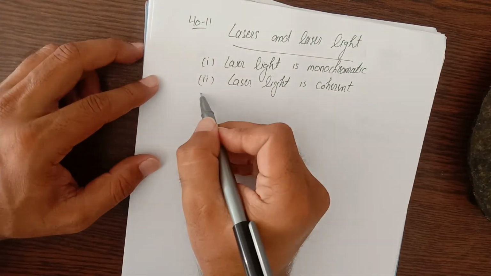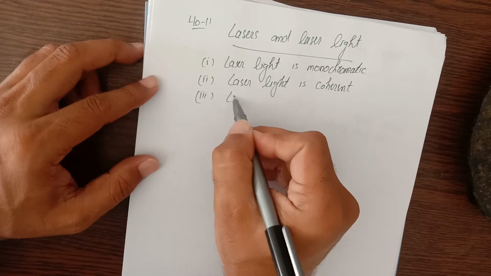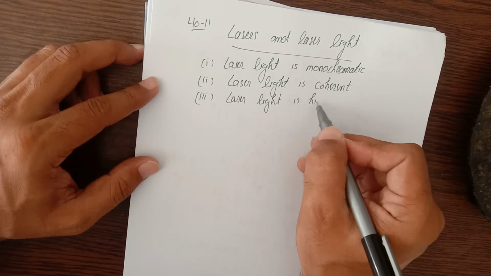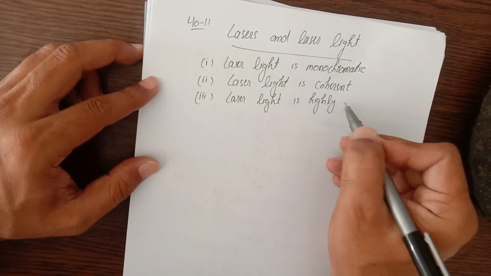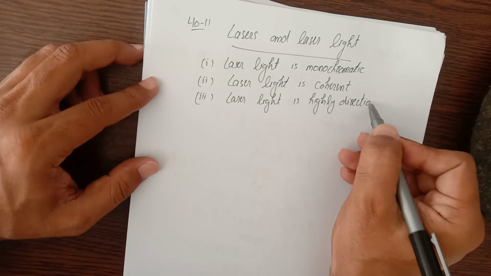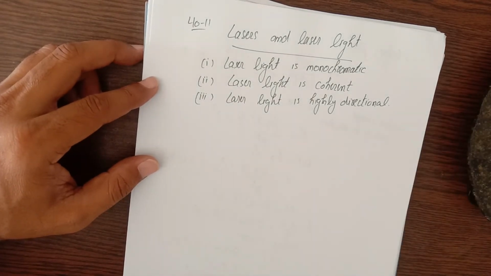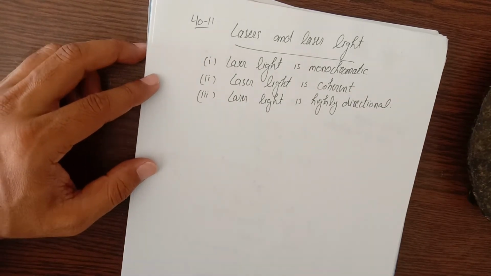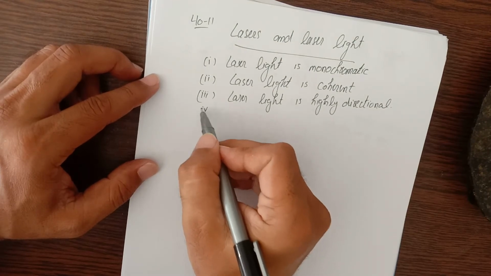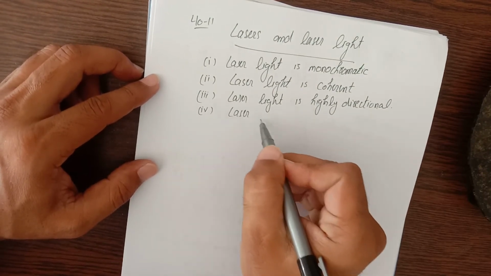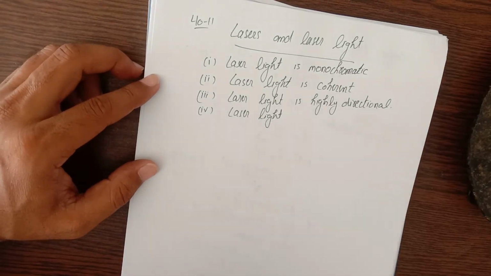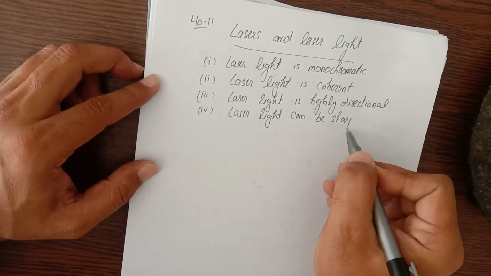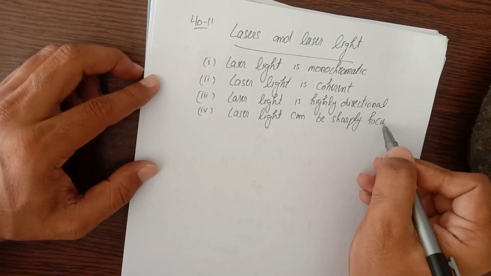Third one is laser light is highly directional. It doesn't deviate from its path, and it doesn't spread as well. Fourth one is that laser light can be sharply focused.